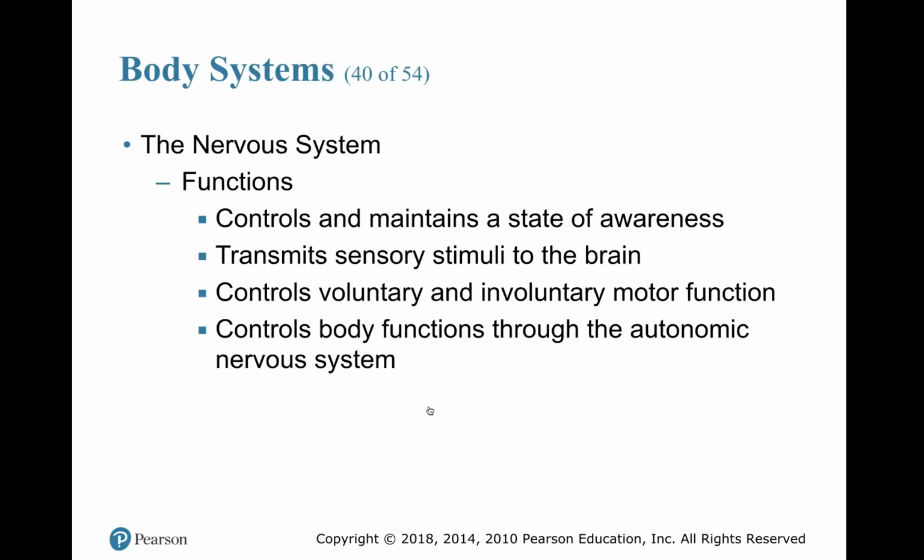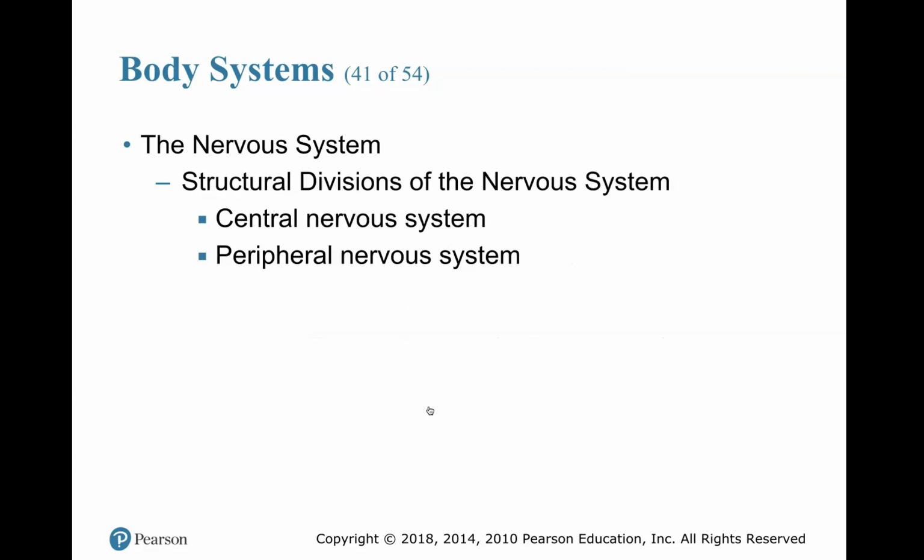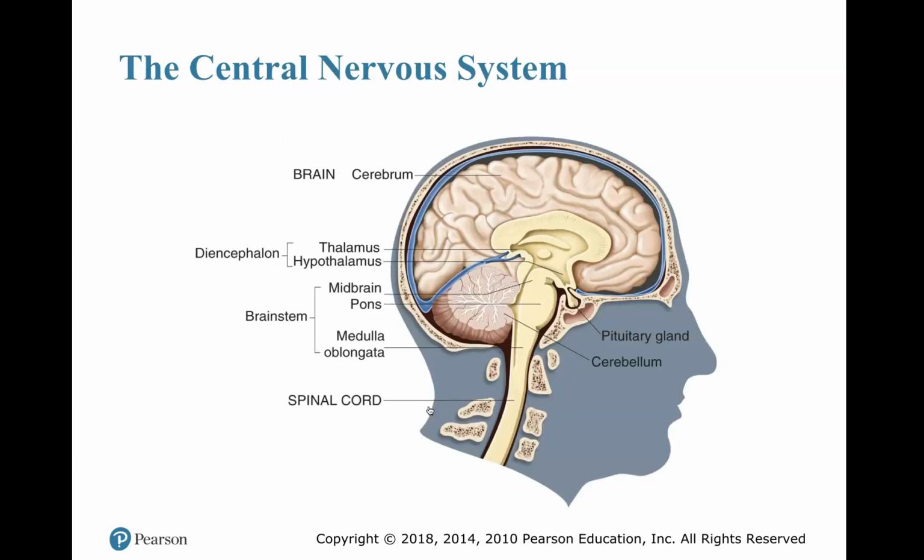The nervous system. The functions of the nervous system. It controls and maintains a state of awareness, transmits sensory stimuli to the brain, controls voluntary and involuntary motor function, controls body functions through the autonomic nervous system. The structural divisions of the nervous system are the central nervous system and the peripheral nervous system. The central nervous system is going to consist of the brain and the brain stem and the spinal cord.